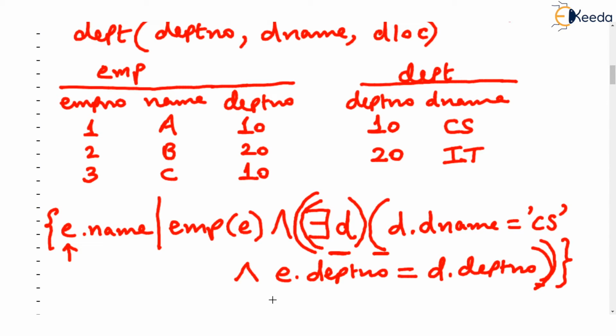Let's see how it works. And remember, D is a bounded variable. Let's start the query. We want to list E dot name. That is, we want to list employee's name. And what is this E? E is ranging over all employees.